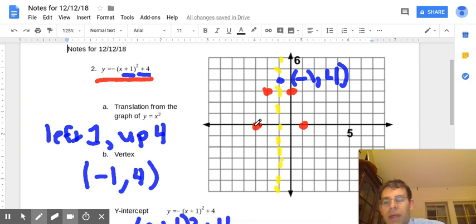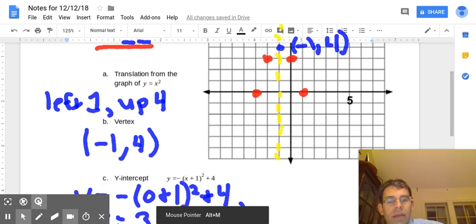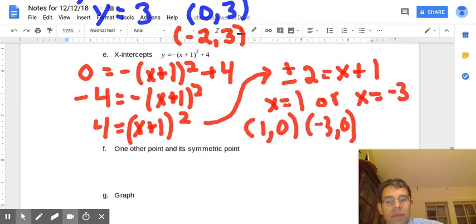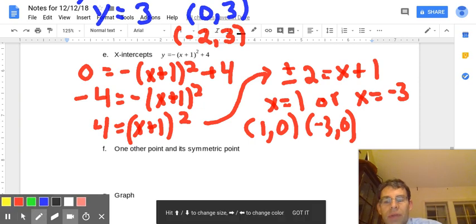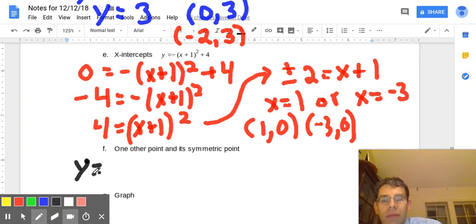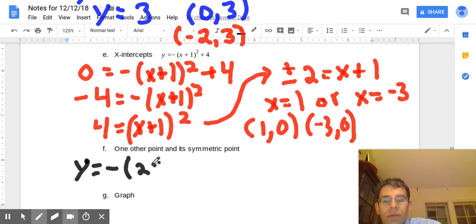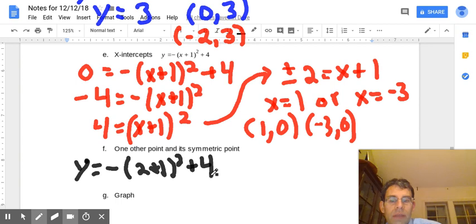And then the last part asks us to get one last point and its symmetric point. So you can pick any other number you want to plug in for x. I'm going to plug in 2 for x. So we would get y is equal to negative (2 plus 1) squared plus 4. So 2 plus 1 is 3, squared is 9. The opposite of that is negative 9, and plus 4 is negative 5. So this gives us y is equal to negative 5.